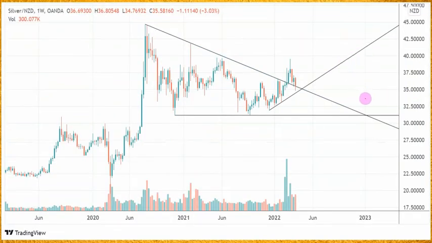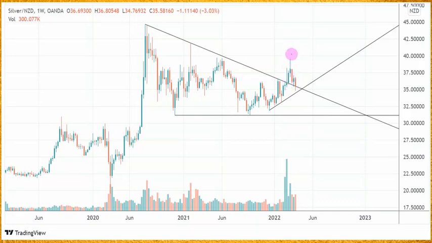So this is silver priced in New Zealand dollars on the weekly scale, and we'd looked at this earlier just because it's got a much nicer look to it in terms of the pattern, and we talked about this descending triangle pattern over here, and it had broken out within the time frame we were expecting it to. Not only that, it broke out with much higher than average volume, which is a positive sign. As it's dropping back on low volume, which is another positive sign.